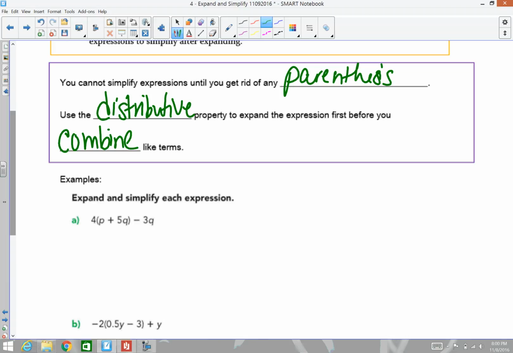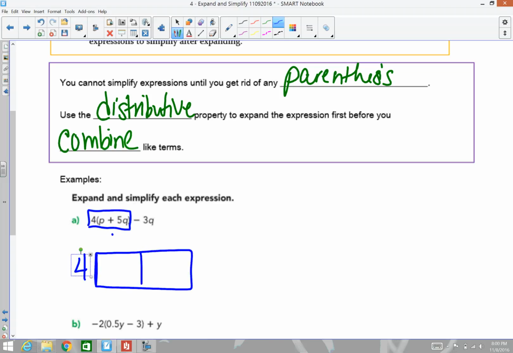Here's some examples. I do want you to recognize in this example we have 4 being multiplied by the parentheses. This is the piece that we distribute. This minus 3q or negative 3q is an additional piece, but it's not part of the expansion. So we're going to start by setting up our box. We have 1p plus 5q, and we're multiplying by 4. 4 times 1 is 4, keep the p. 4 times 5 is 20. Keep the q, and that was positive.